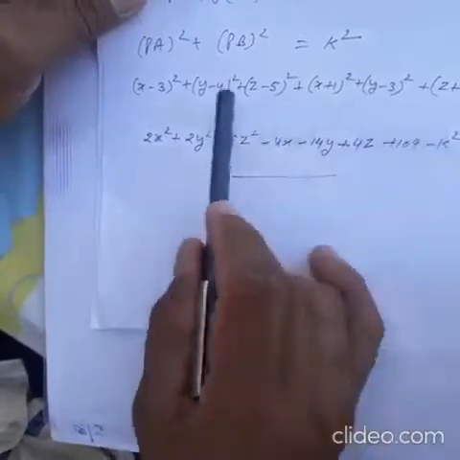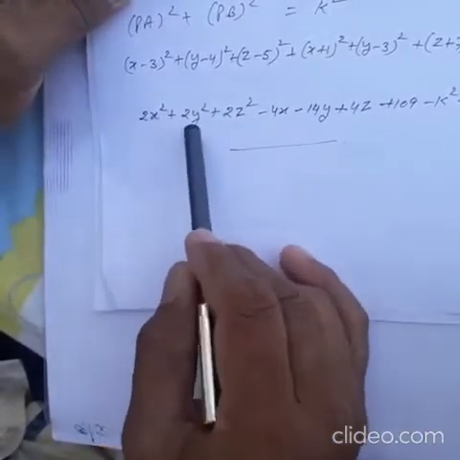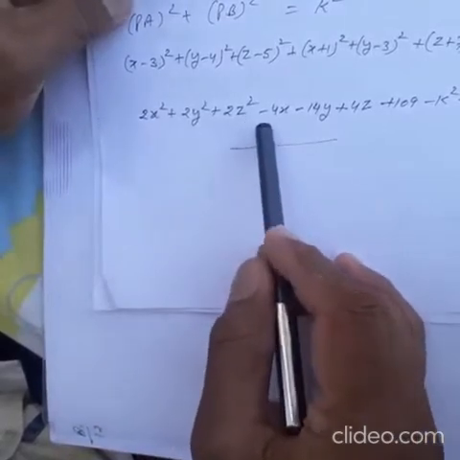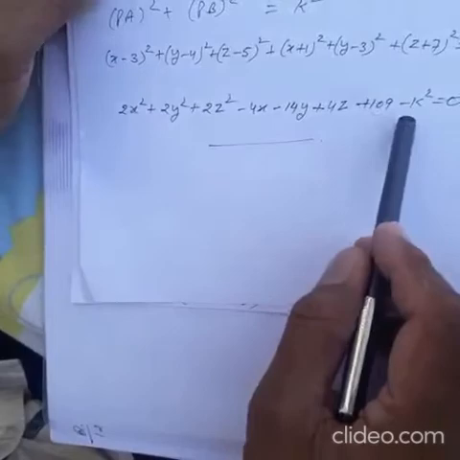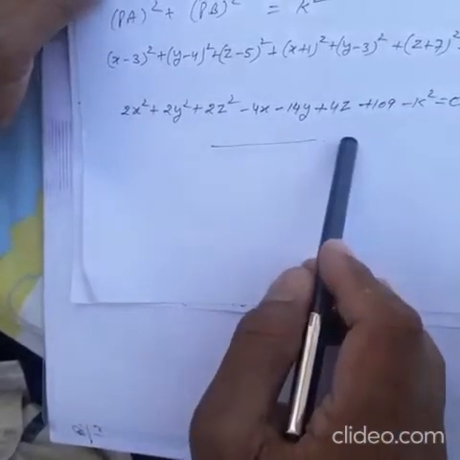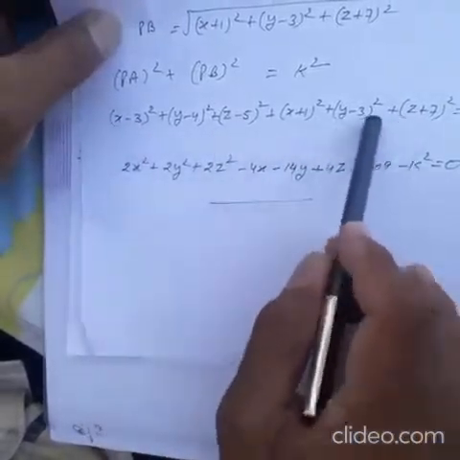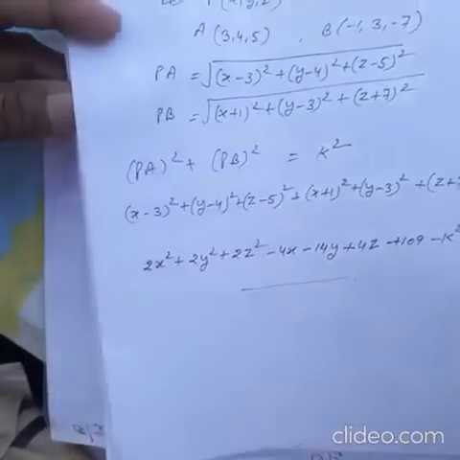After simplification, expand the squares, you will have this equation: 2x square plus 2y square plus 2z square minus 4x minus 14y plus 4z plus 109 minus k square is equal to 0. This is the required equation. So you try to expand the squares and try to reach this answer. So you have to solve this.